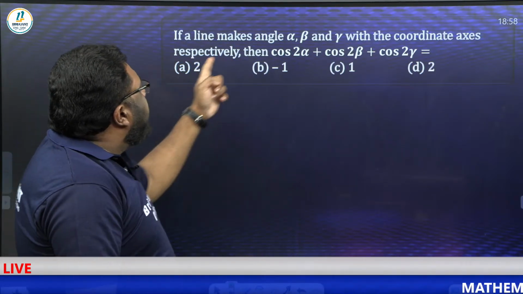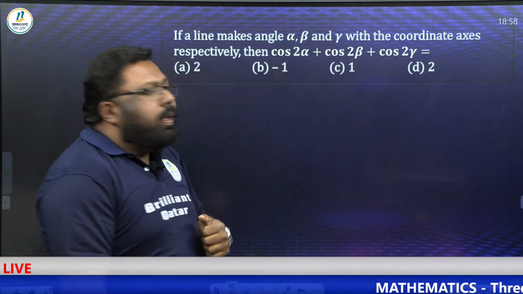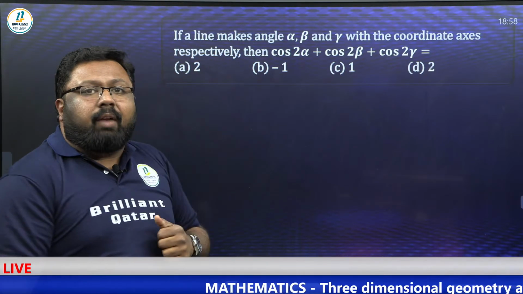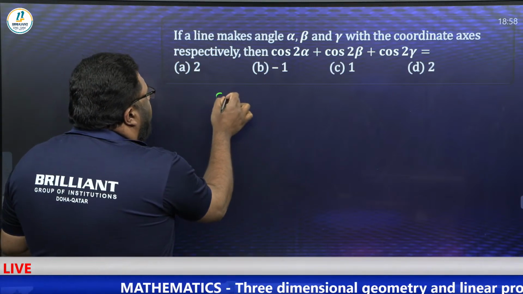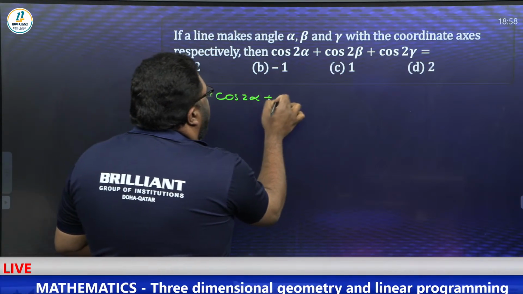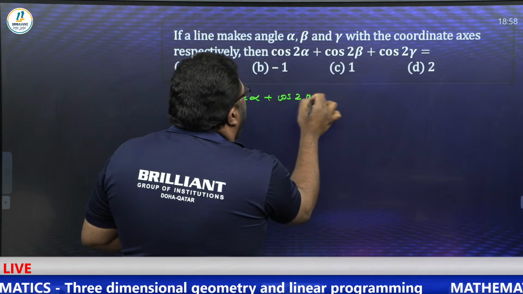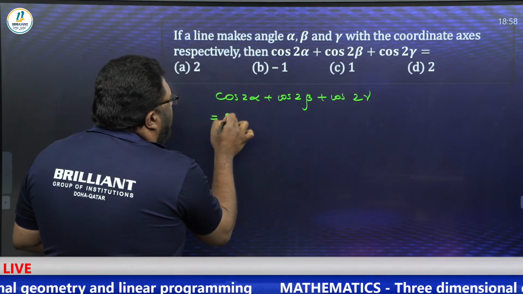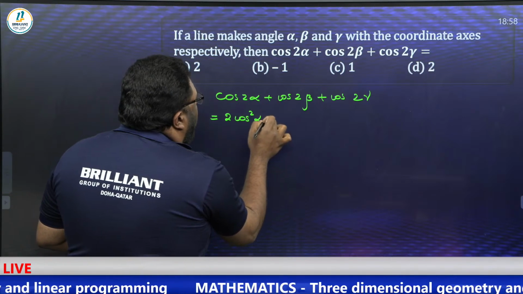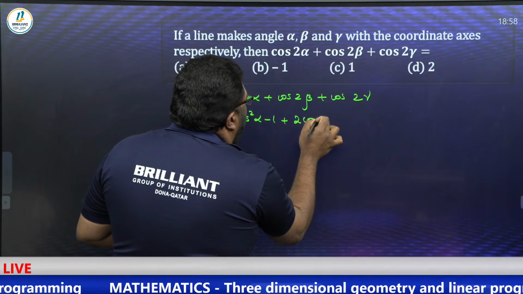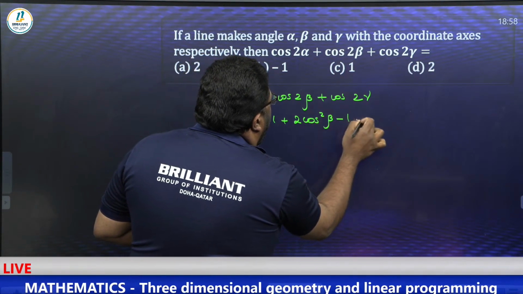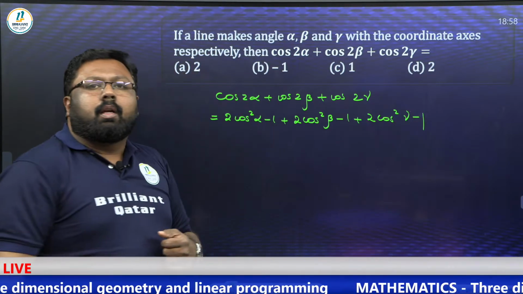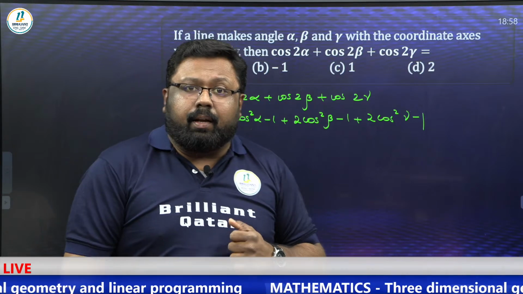Question: if a line makes angles alpha, beta and gamma with the coordinate axes respectively, then what's cos 2 alpha, cos 2 beta, cos 2 gamma? Trigonometric formula, my dears, of 11th standard. Cos 2 alpha is 2 cos squared alpha minus 1, 2 cos squared beta minus 1, 2 cos squared gamma minus 1. Trigonometric formula of 11th standard.